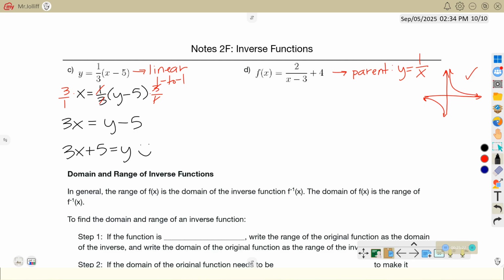Brandy, what do I do next? Step 2. You can check the front page of your notes if you need to. What's step 2? And I know originally f of x, that's another name for y. So now it's going to be x equals 2 over y minus 3 plus 4. Ugly. That looks ugly. You can go ahead and say it. I agree. That looks ugly.